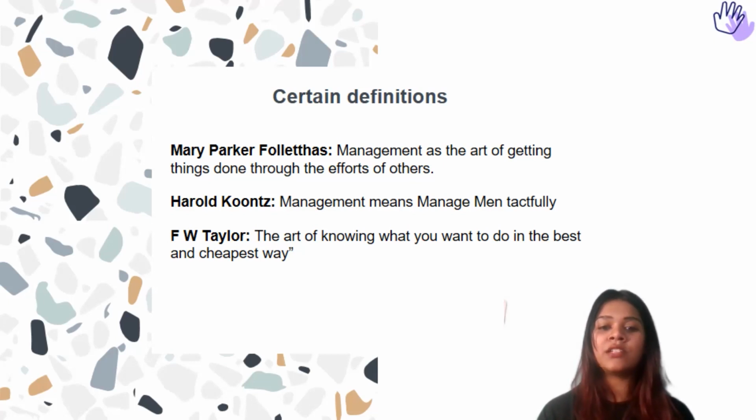Harold Koontz defined management as managing the men. Men here refers to the people in your organization. Taylor defined it as the art of knowing what you want to do in the best and cheapest way. So it is like doing the task efficiently and effectively. Efficiently means using minimum resources, and effectively means on time. Taylor's definition of management is something that would make you work efficiently and effectively.